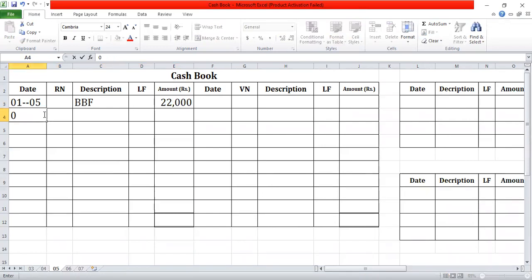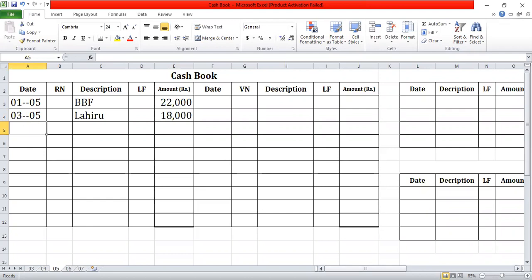Next is a receipt. 3rd of May. We have collected cash from Lahiru, 18,000. Cash book debit. Asset increase is a debit.